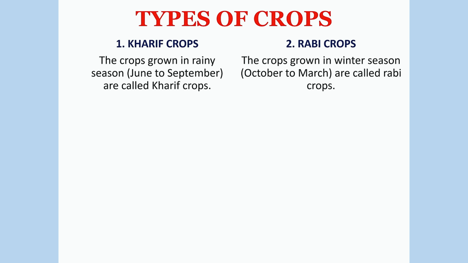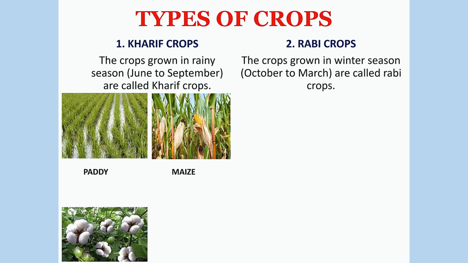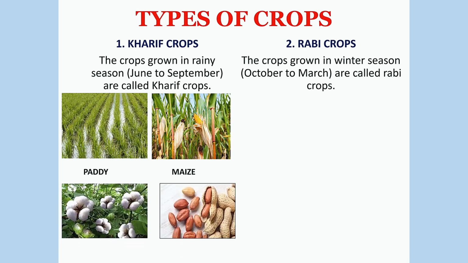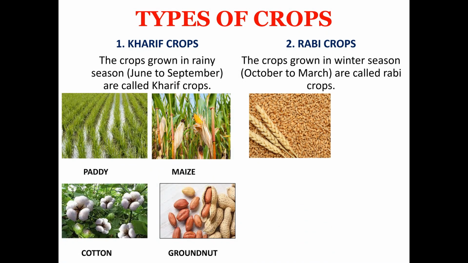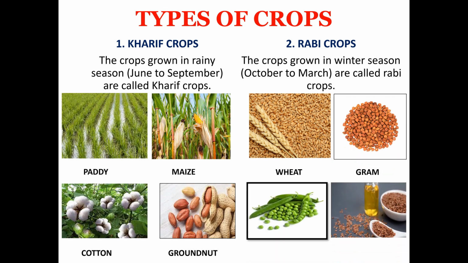The examples of kharif crops are paddy, maize, cotton, and groundnut. So these are the examples of kharif crops. Now the examples of rabi crops are wheat, gram, pea, and linseed. These are the examples of rabi crops. These are grown in the winter season.